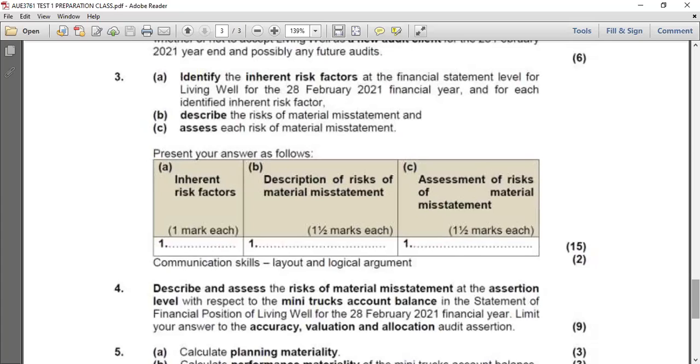When they say identify the inherent risks at the financial statement level, then describe the risk and assess the risk. Identifying, you note that this thing can cause the financial statements to be wrong. It increases the risk that the financial statements will be wrong. Then when they say describe, you now explain the description.